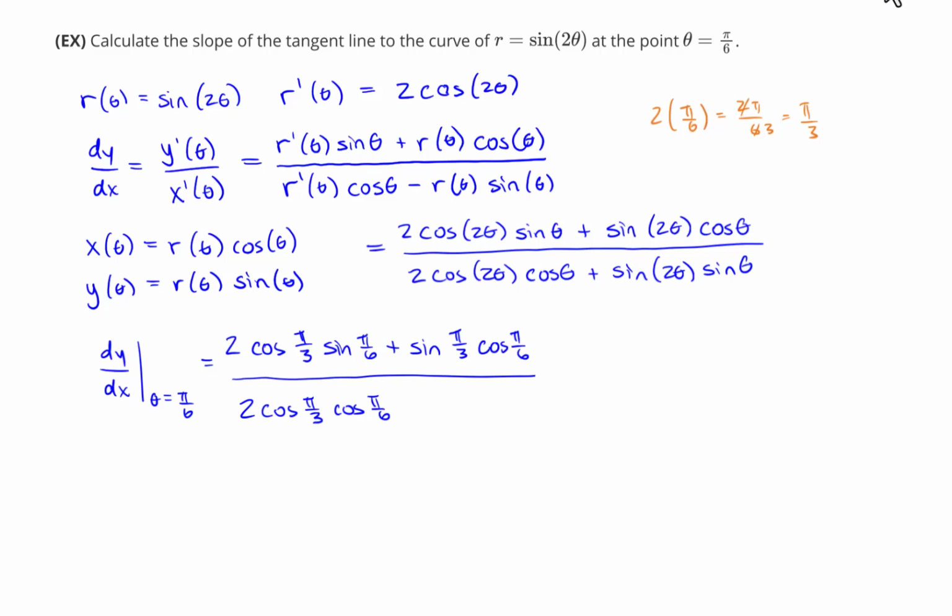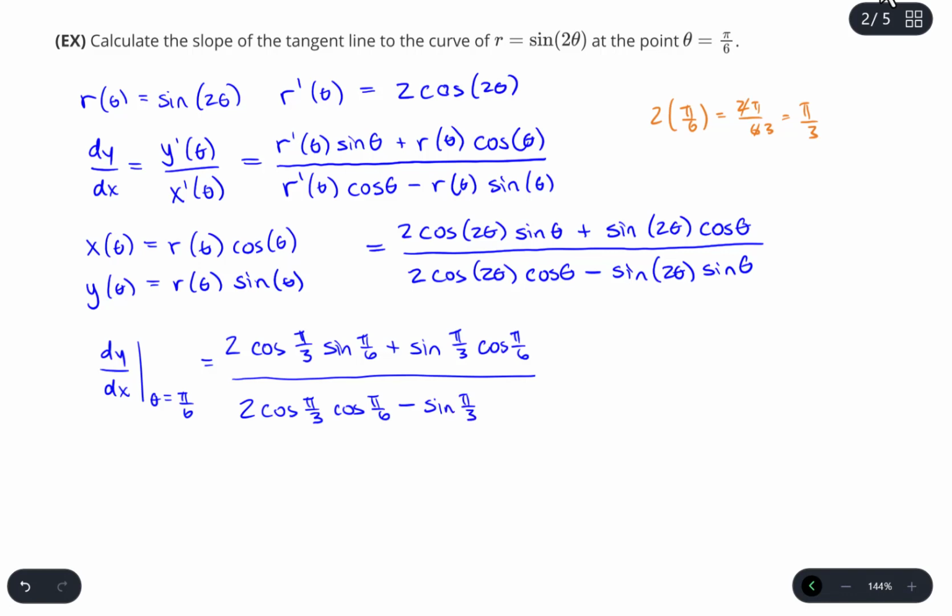And I've got a plus here, but I think that was supposed to be a minus. Let me fix that. All right, so that's minus sine pi over 3 and sine pi over 6.